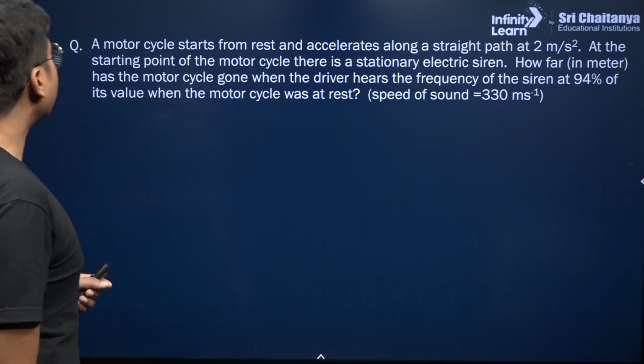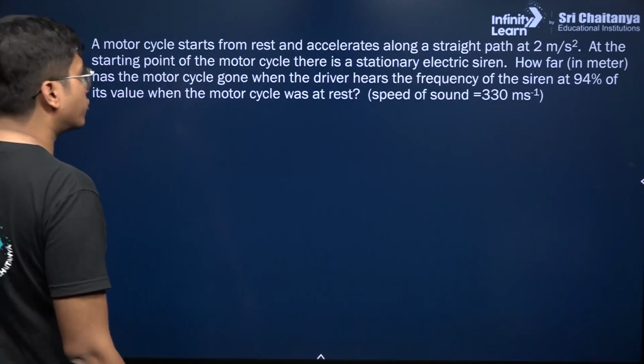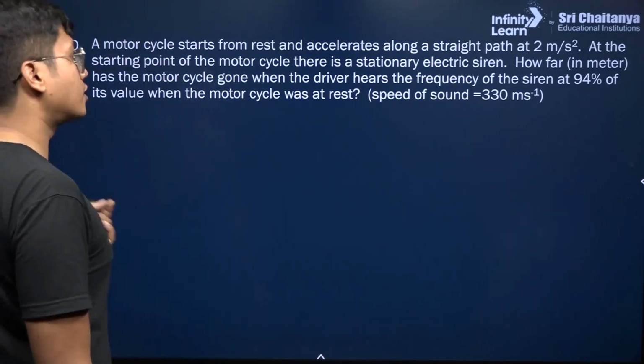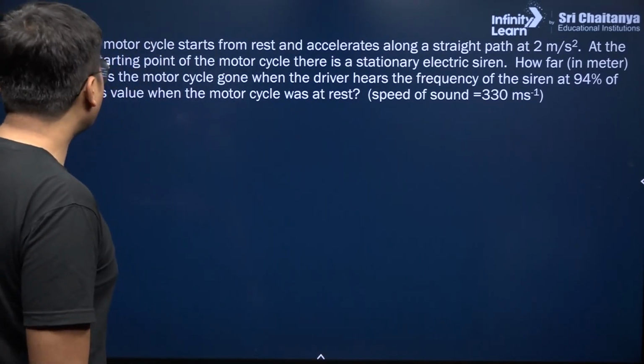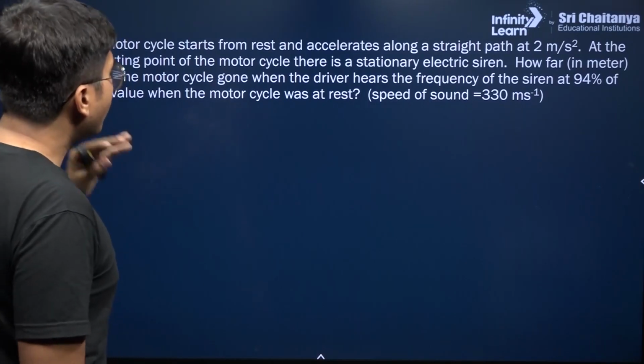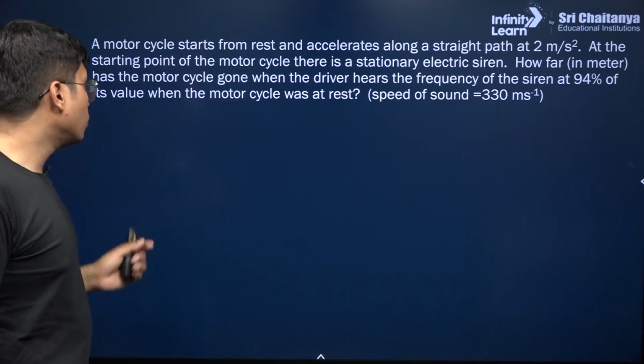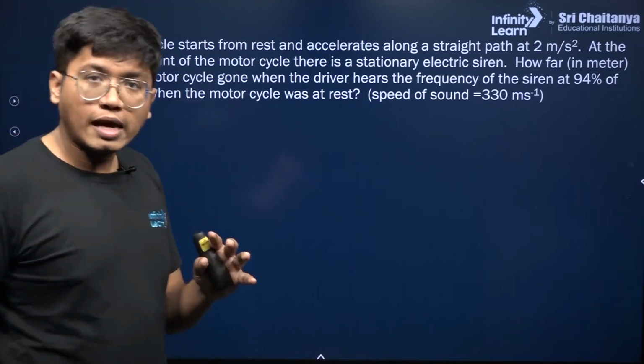Next question. A motorcycle starts from rest and accelerates along a straight path at 2 meters per second square. At the starting point of the motorcycle, there is a stationary electric siren. How far has the cycle gone when the driver hears the frequency of the siren at 94% of its value when the motorcycle was at rest? So what is happening here?